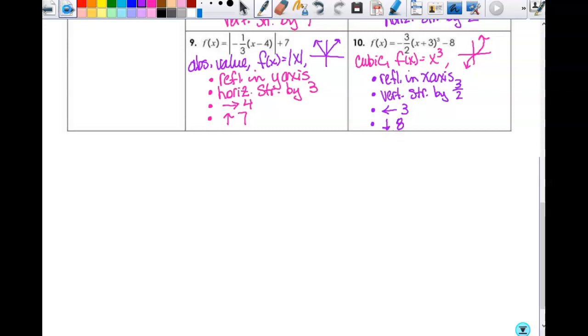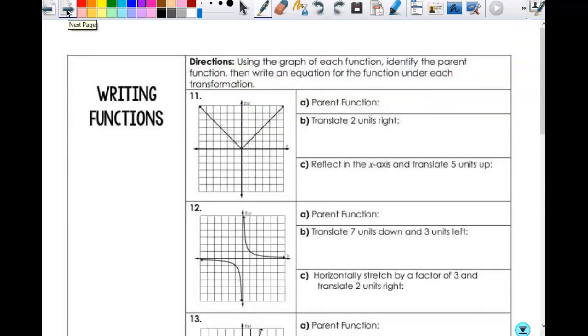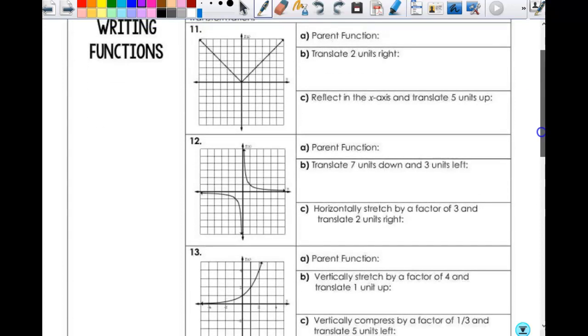So now we're going to use the graph. We're going to actually write the equation for this stuff. So what is number 11? What is the parent function called? Absolute value, right? And that means this is f of x is equal to the absolute value of x. So since that's f of x and we're changing it, we're going to call the new one g of x.